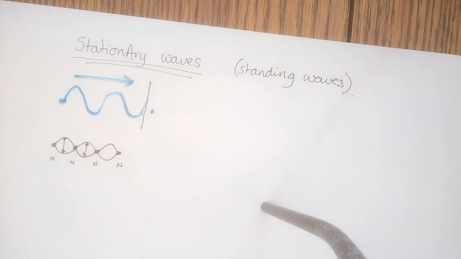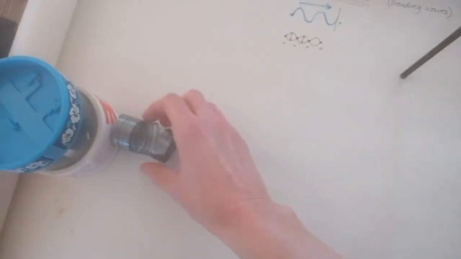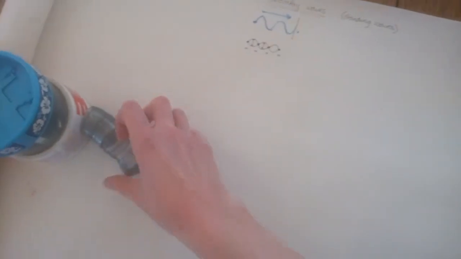Let me try and demonstrate this. What I've got here is a spring that I've anchored at one end. If I pull the spring across and just wobble it slowly, can you see I've got a pattern where the bit that's moving most is the middle bit? I'll just move my fabulous stand there.